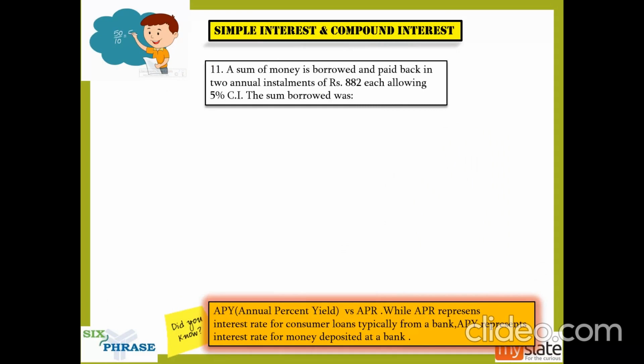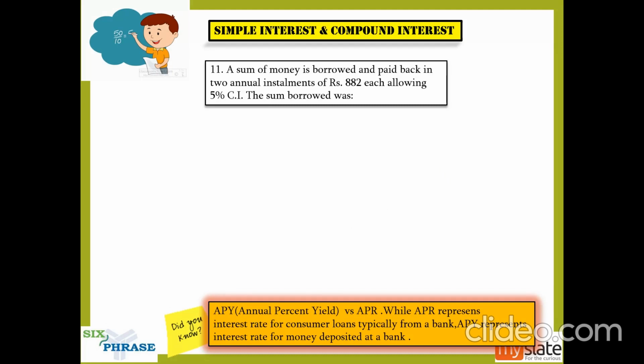A sum of money is borrowed and paid back in two annual installments of rupees 882, each allowing 5% compound interest. The sum borrowed was. So again, here is it simple interest or compound interest? It is compound interest. Now, is it compounding annually or half yearly? Nothing is mentioned, so it is compounding annually.